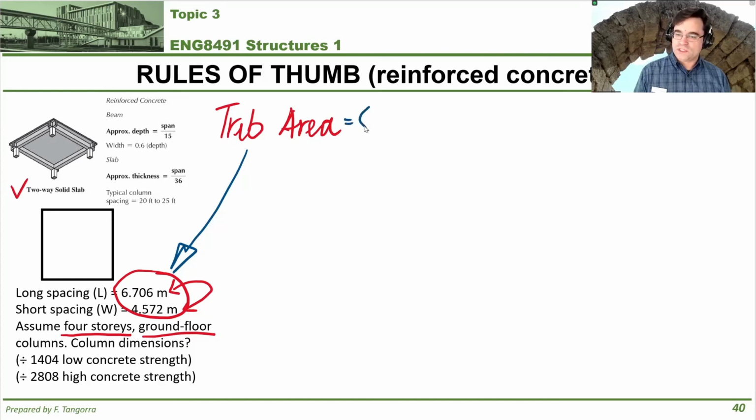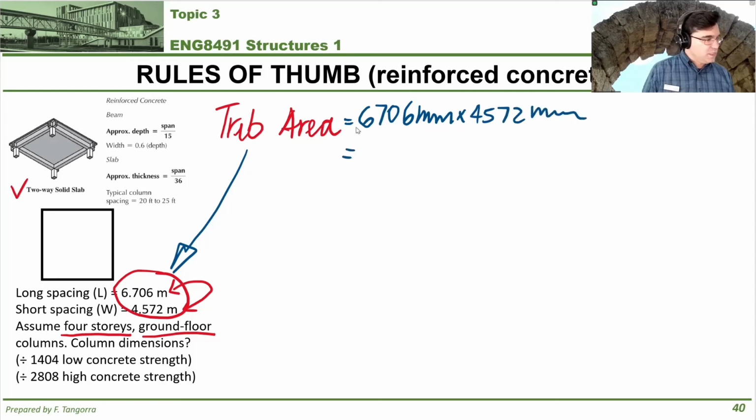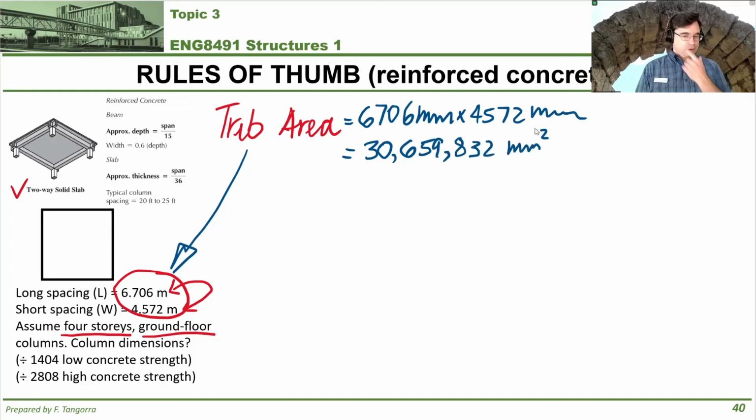So if we do 6,706 millimeters divided by 4,572 millimeters, best 2 out of 3, what did I get? I get 30 million, if I'm looking at this correctly, 659,832 millimeters squared. That's 1 story worth.